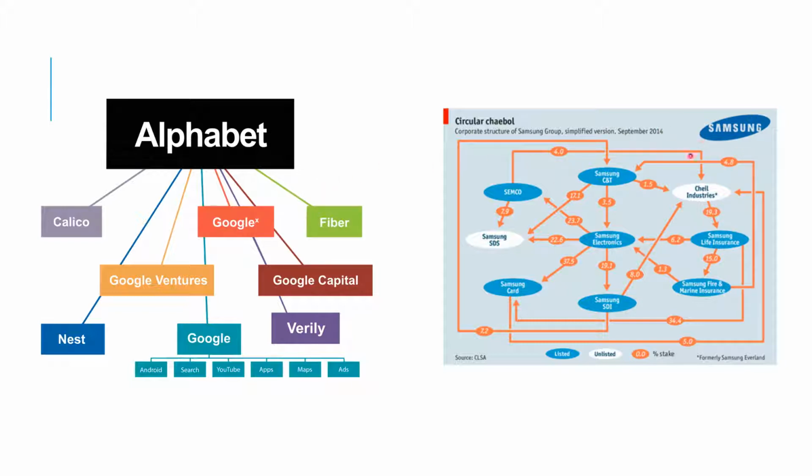Samsung as well is another company that has many different areas. So for example, life insurance and fire and marine insurance. They've also got their electronics business. So very different unrelated services and products, and they sell these into different countries.